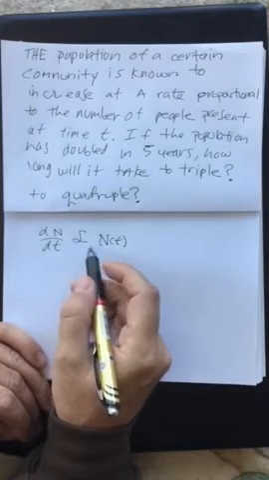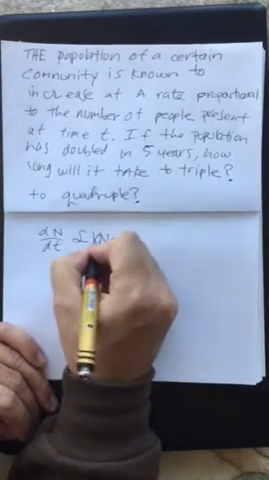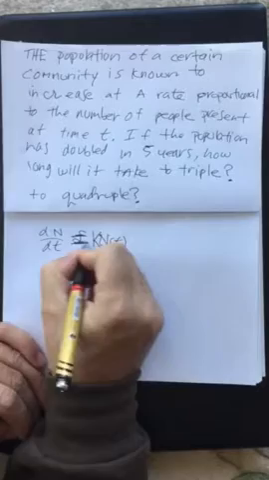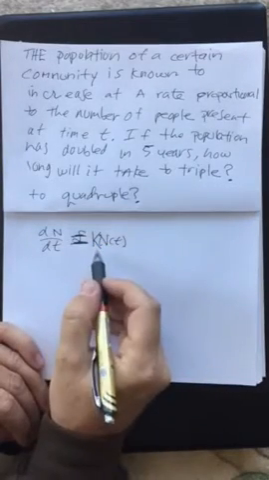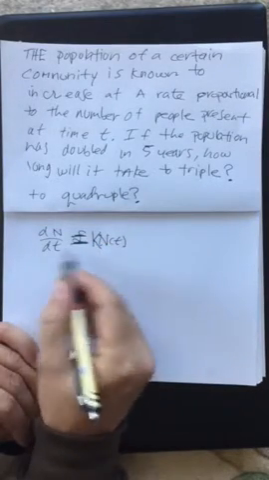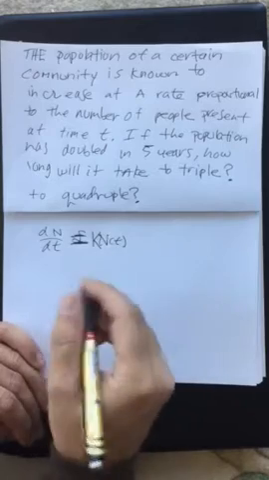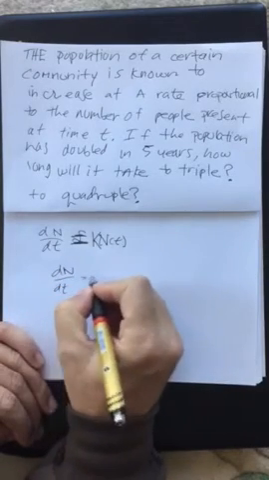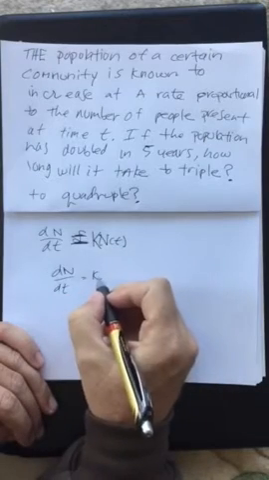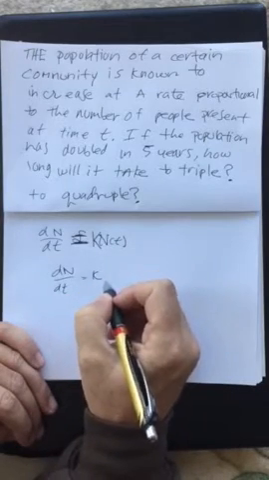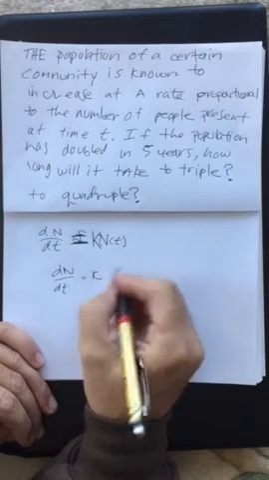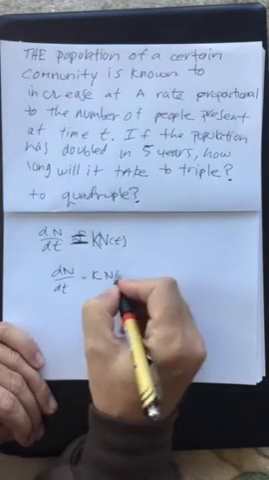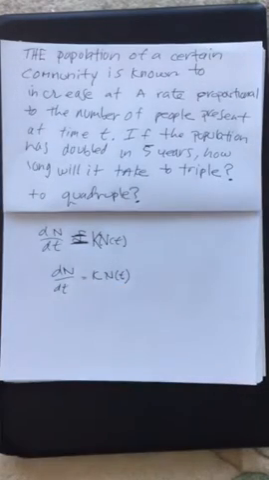It's a little different. But there is a k which would make this equal, a constant of proportionality, which would make this into an equation. So that's what we're going to do. We're going to say dN/dt equals k, the constant of proportionality, times the population at some time t.